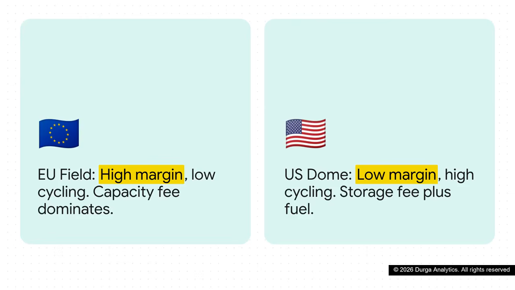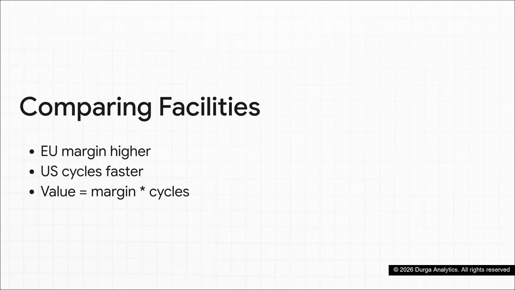Conversely, look at a U.S. salt dome. The native margin per unit looks painfully low, but the velocity is massive. You can cycle that facility 5 to 12 times a year. The dominant costs here are the storage fee and the fuel. Now, you might look at those numbers and think, wow, the EU facility earns 81% more per unit of energy natively. But don't fall into the trap of looking at intrinsic margin per cycle.